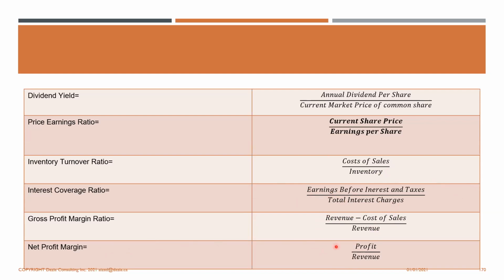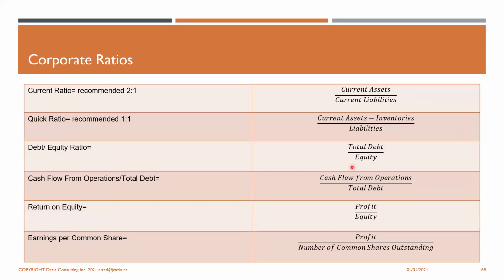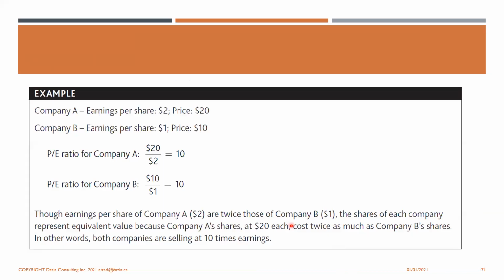So these ratios, I think you just have to basically remember them a little bit from the names. Usually they will give you the figures, you just have to plug in the numbers. So in the example here, they gave you EPS for a company is $2 and the price is 20. Here EPS is $1 and the price is $10.